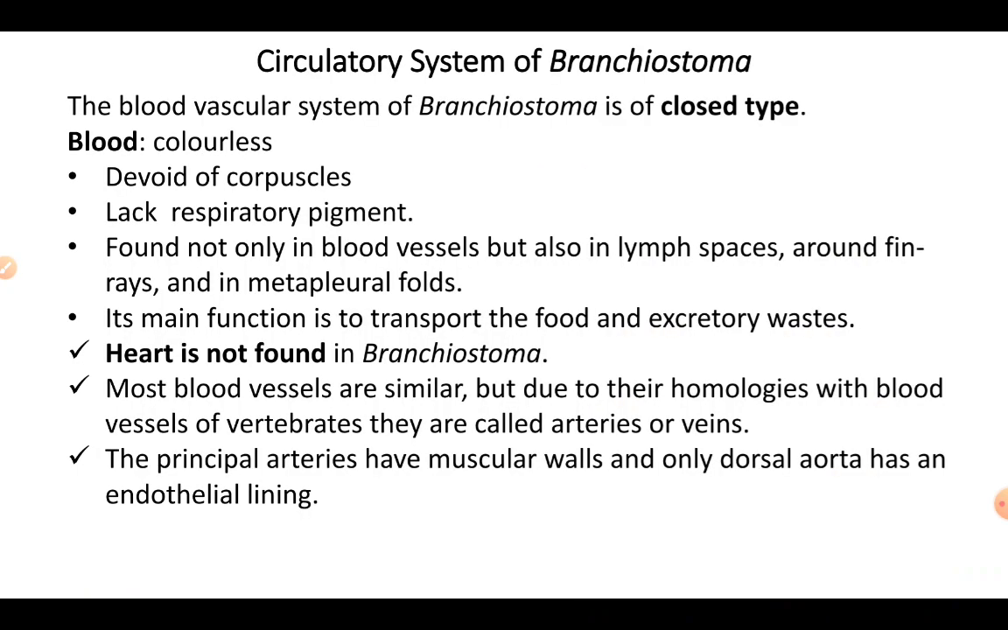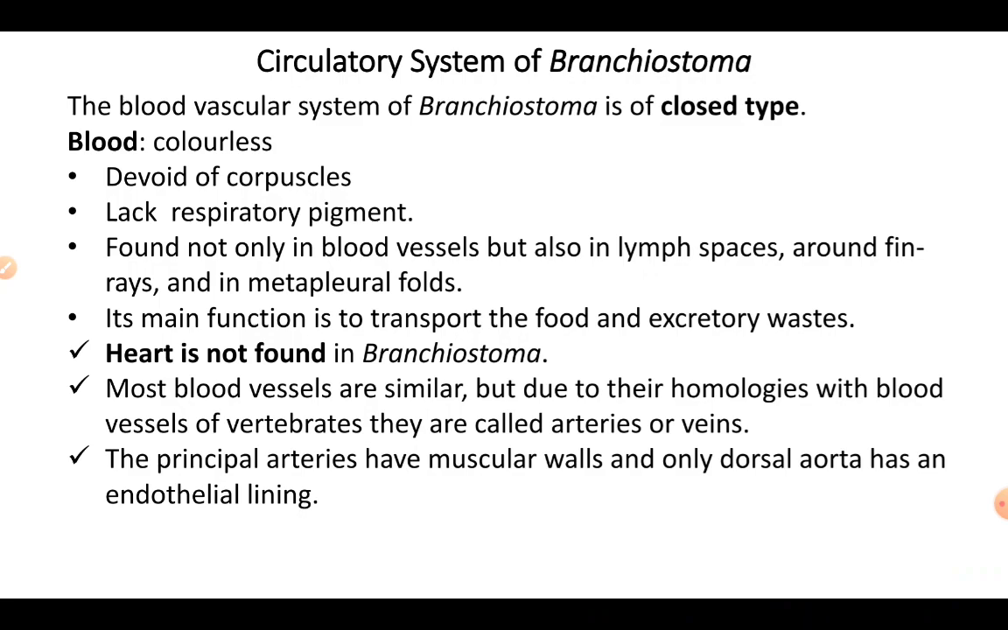Now coming to the circulatory system. The circulatory system of Branchiostoma is of the closed type, well developed and peculiar in many ways. Why do we call it a closed type of circulatory system? Because here the fluid flows in definite blood vessels. Blood here is colorless because it does not contain any respiratory pigment, nor corpuscles.